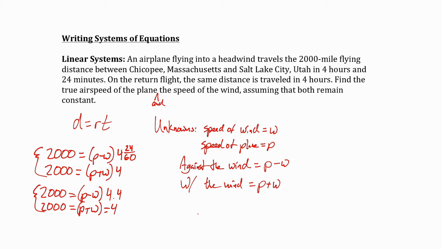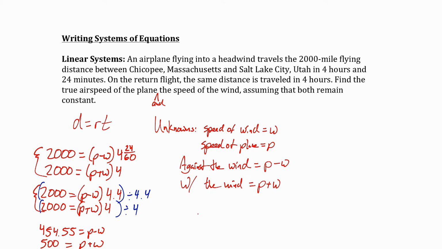So I'm going to take that first equation, and to get rid of that 4.4 so we only have P and W, I'm going to divide the whole thing by 4.4. While we're at it, we're also going to divide the second equation, P plus W times 4, by just that 4. So the first one, 2,000 divided by 4.4 gives us 454.5454, so we're just going to round it to 454.55, equals P minus W. And the second one, 2,000 divided by 4, gives us 500, equals P plus W.